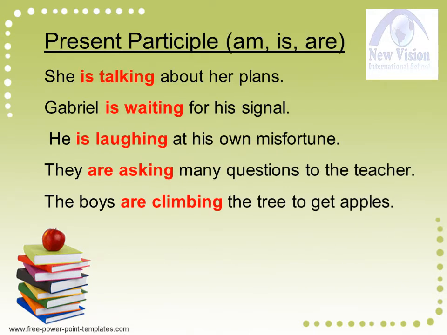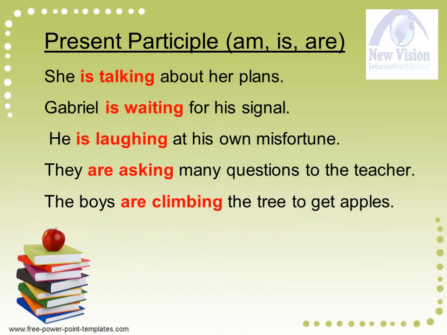The next one is the present participle. Present participle indicates an action that is in process of being completed. Sample sentences. She is talking about her plans. Gabriel is waiting for his signal. He is laughing at his own misfortune. They are asking many questions to the teacher. The boys are climbing the tree to get apples.